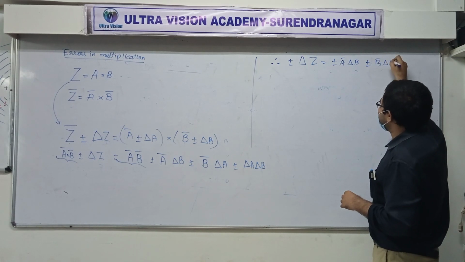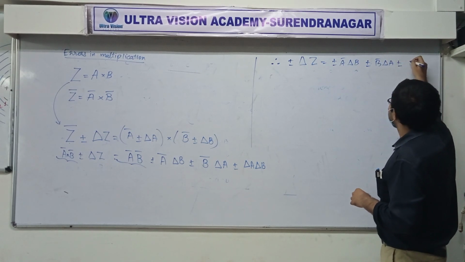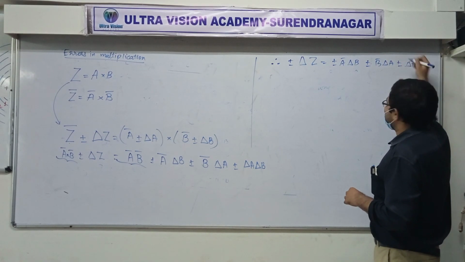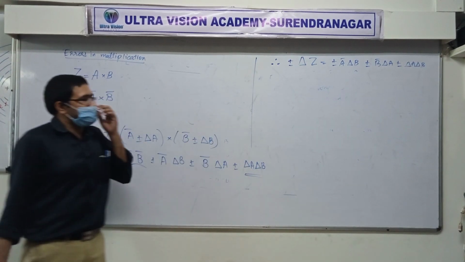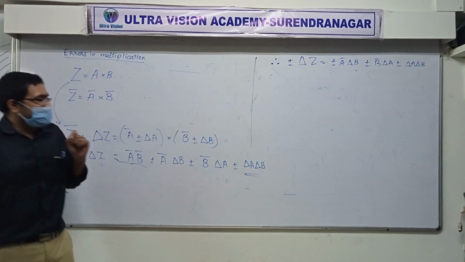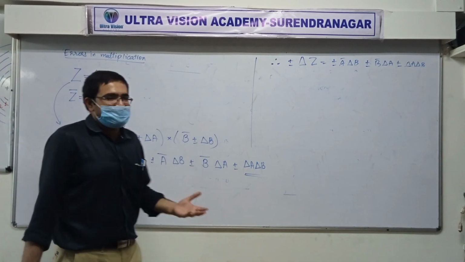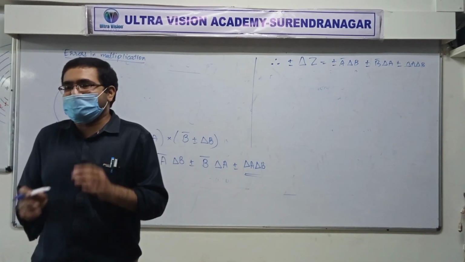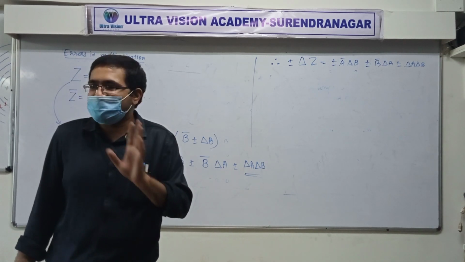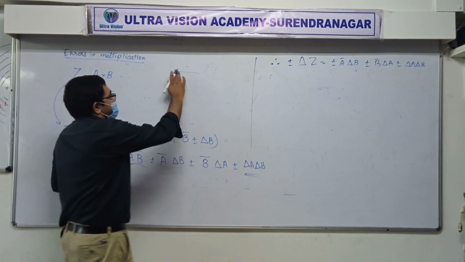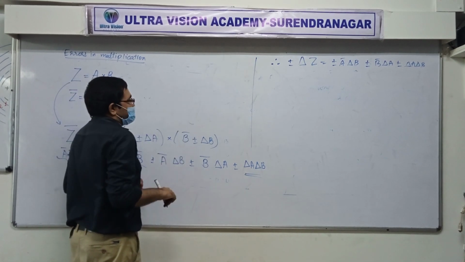Omega delta k and plus or minus delta a delta b. Now, we are going to look at this one first, the last term. Generally when we are doing some kind of measurement, the error has to be small, otherwise the measurement is useless.